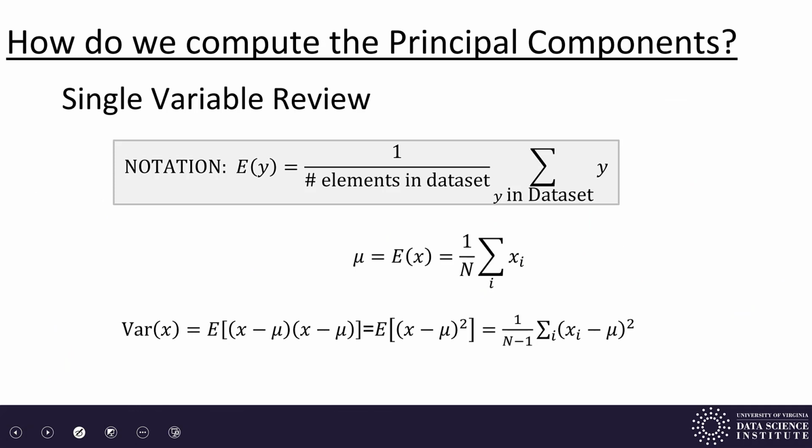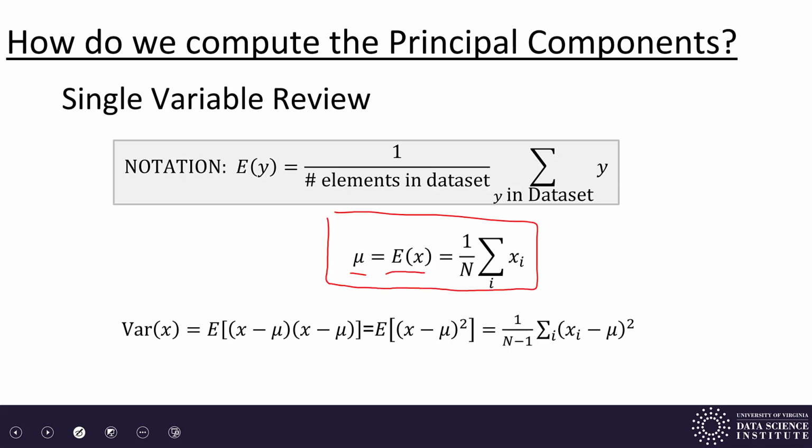Okay, so how do we compute the principal components? So let's talk about doing a little bit of computations that would be needed to compute the principal components in R. R will do all these computations for us, but it's nice to at least see the formulas that go into these computations. And so for a single variable, the expected value of y is given by the formula in the box, 1 over number of elements times the sum of y over all y in our data set. And so the mean right here is given by the expected value.